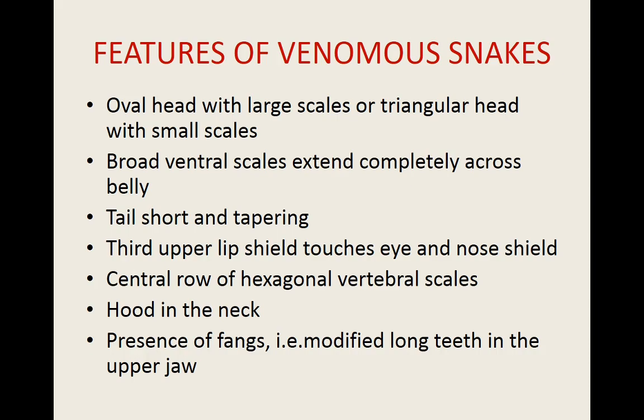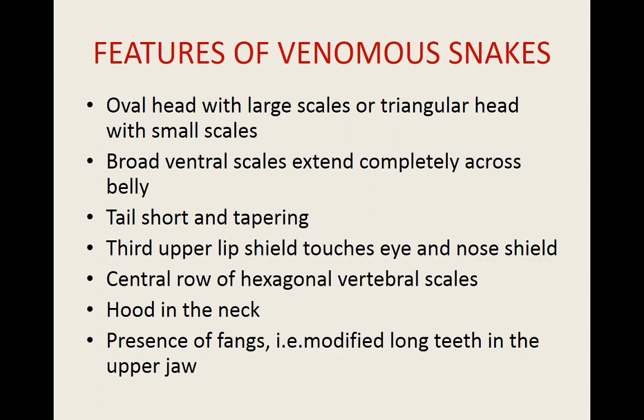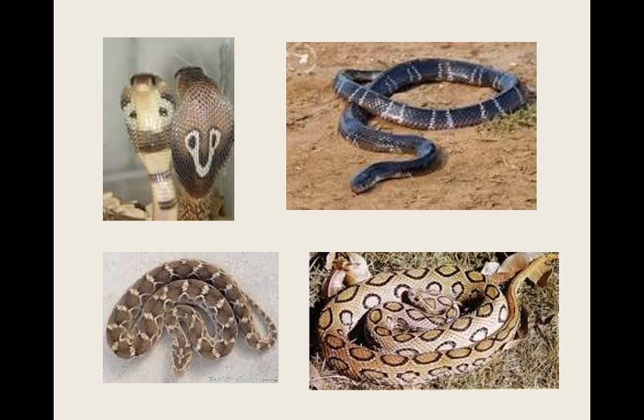So features of venomous snakes. As I told you, the four poisonous species are cobra, krait, Russell's viper and saw-scaled viper. So this is a cobra. The first picture you see here is a cobra. It has an oval head. The head is oval with small scales. And there is a spectacle mark on the dorsal surface. This is a krait. This is a krait, steel blue body and white marks. White markings, white parallel markings on the body.